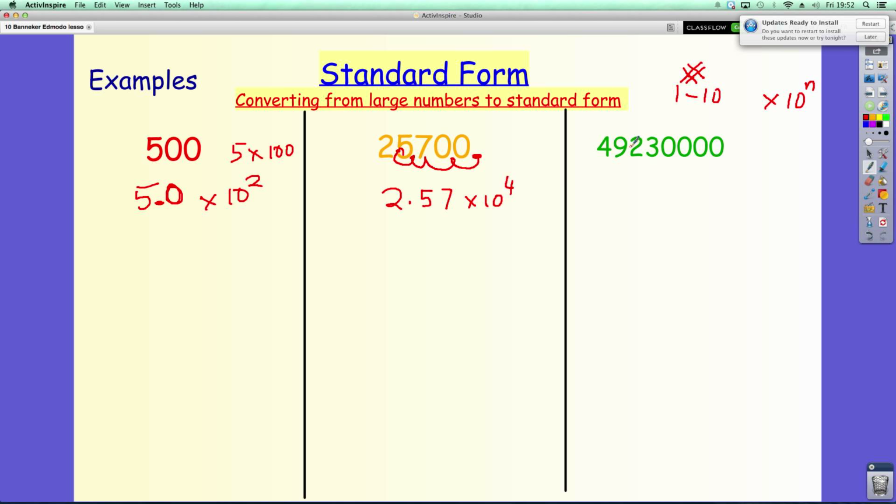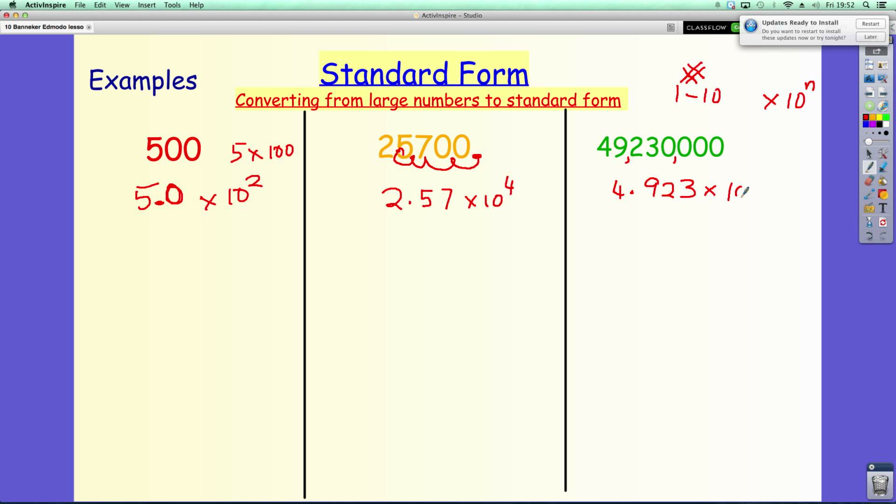So 4.923 is what we'll start with. And we're asking ourselves, what am I multiplying 4.923 by in order for me to get, I'll put my commas in so I can make sure I read the number, 49,230,000.